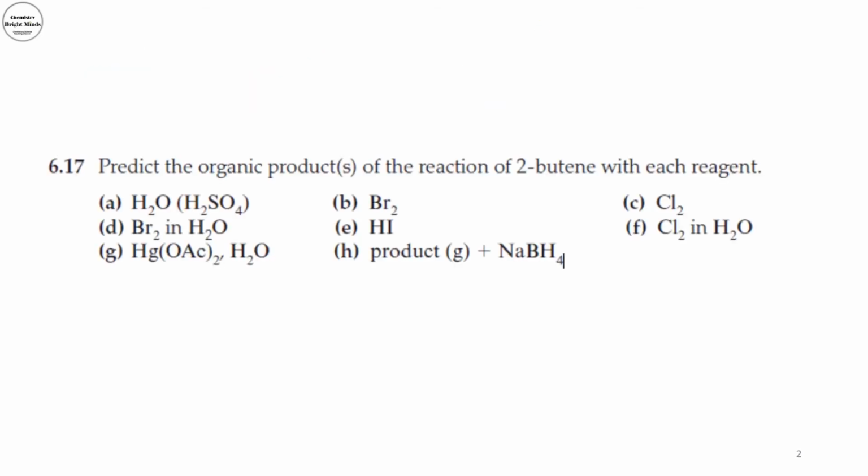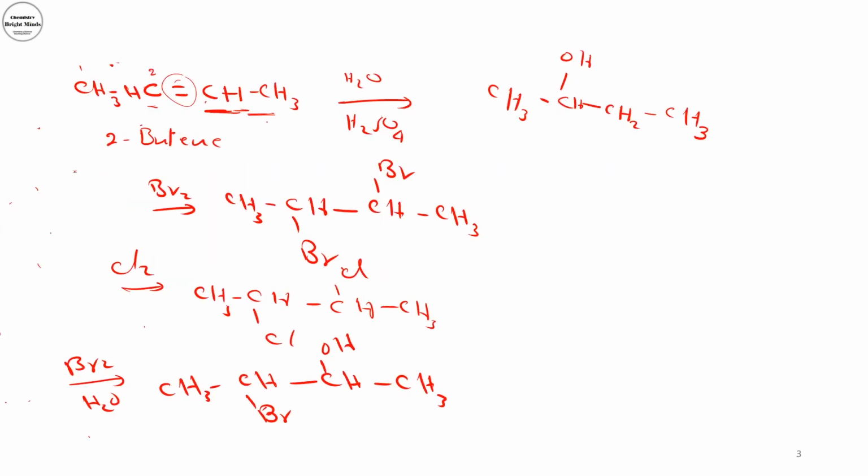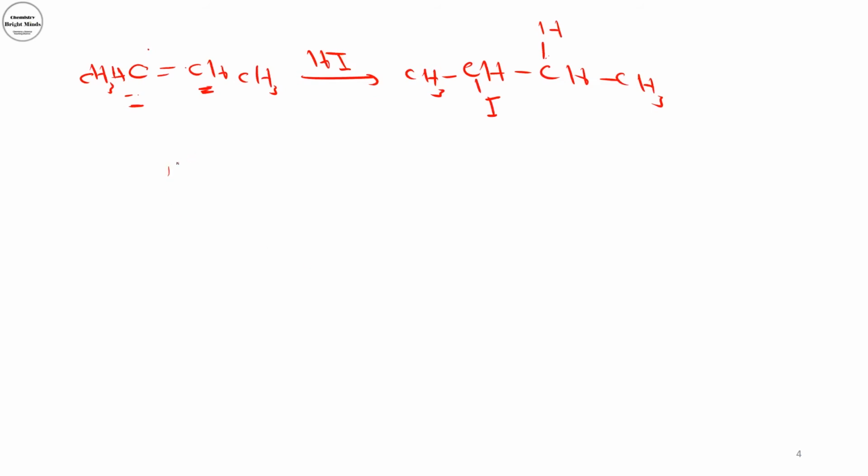Now moving to F, Cl2 in the presence of water. This will be similar to question D, where I added Br2 in the presence of water. So if I add Cl2 in the presence of water, this means I will add the hydroxyl group to one of the carbons and a chlorine atom to the other carbon.